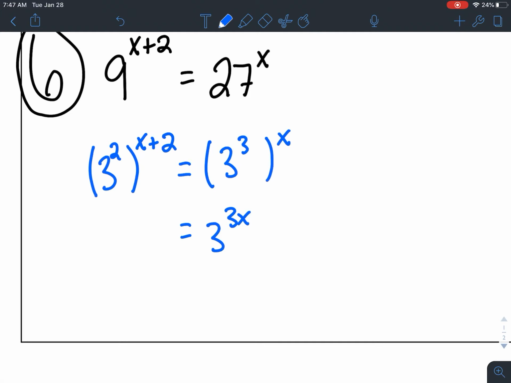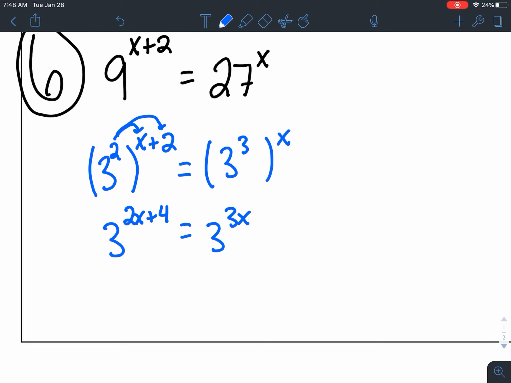Now you have to be careful here because it's not just going to be 2x plus 2. This 2 has to get distributed into both of my two terms within my exponent, because I'm multiplying 2 times that whole expression of x plus 2. So I actually end up with 2x plus 4 as my exponent on the left side.